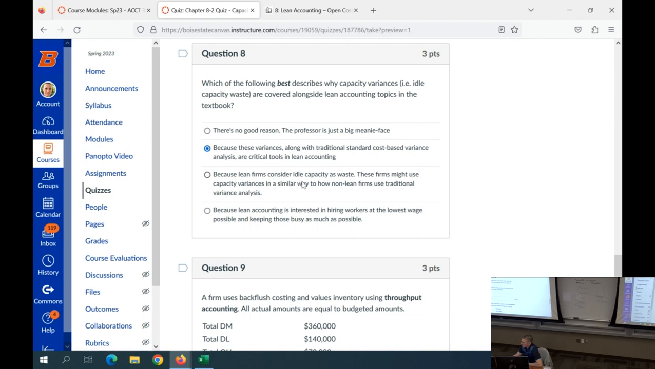Because lean firms consider idle capacity as waste, these firms might use capacity variances in a similar way to how non-lean firms use traditional variance analysis. That actually sounds like a decent summary of the idea of capacity variances. Let's check to make sure. Because lean accounting is interested in hiring workers at the lowest wage possible and keeping those busy as much as possible.